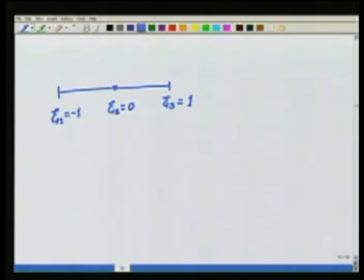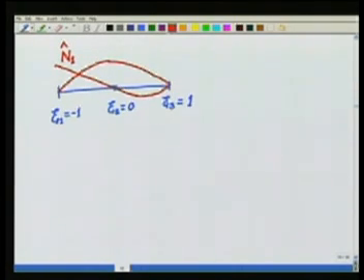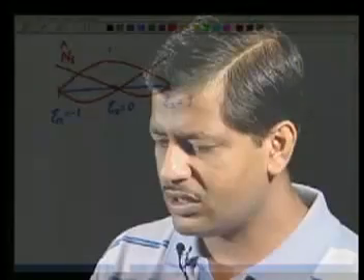Now the first shape function for the quadratic is going to be 1 at the point psi 1, 0 at the point psi 2, and the point psi 3. So this is going to be my n1 hat. Similarly, the second one is going to be 1 at the point psi 2 and 0 at points psi 1 and psi 3, and the third one is going to be 1 at the point psi 3, 0 at the point psi 1 and psi 2.